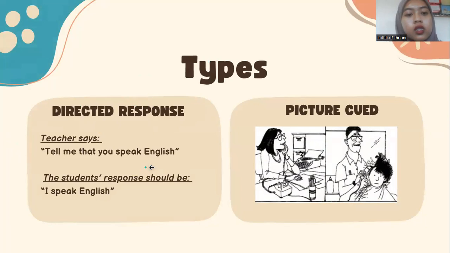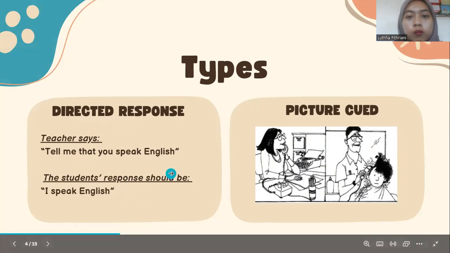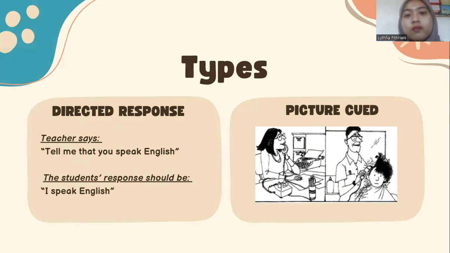As you can see on the screen, this is the example of directed response test. In the test, the teacher will say, "Tell me that you speak English." So the student should respond to what has been said by the teacher by speaking. And the student's response should be, "I speak English." Another example in the test, the teacher can say, "Ask her what time it is." And the student's response will be, "Could you tell me the time, please?" So that's about directed response.